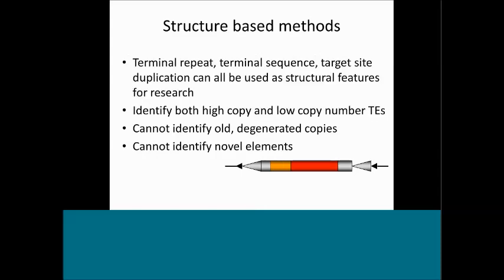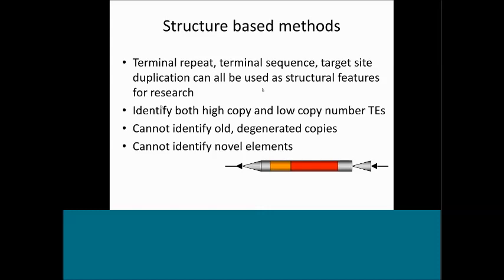In contrast to the homology-based method, the structure-based method does not rely on copy number. It relies on structural features such as terminal repeats and terminal sequences. For example, the LTR starts with TG and ends with CA. Also the target site duplication, because each subfamily of transposable elements has a different length of target site duplications.